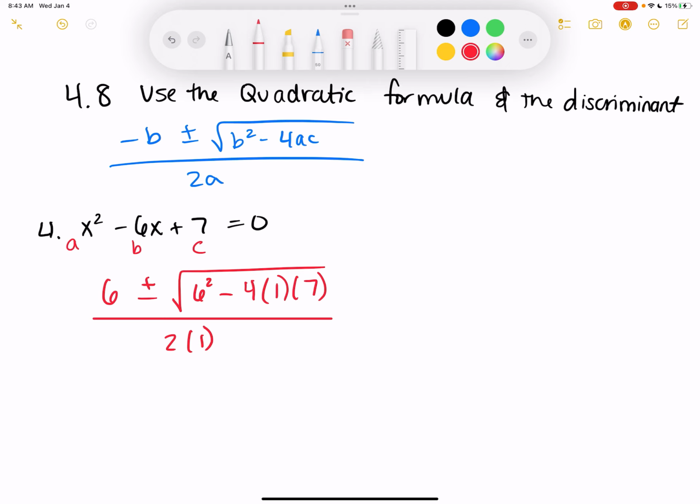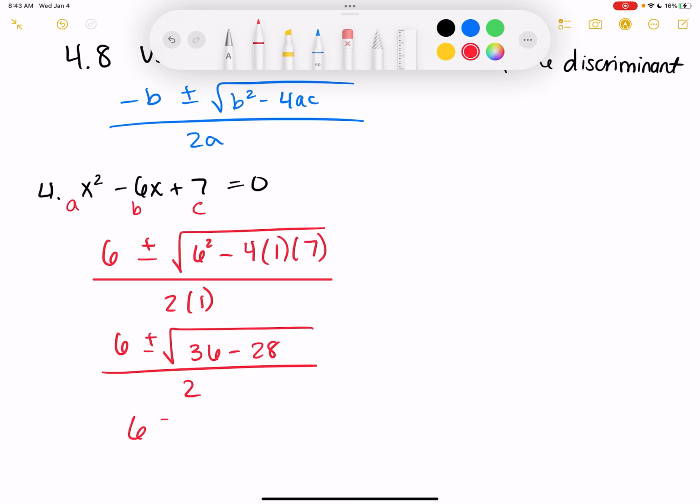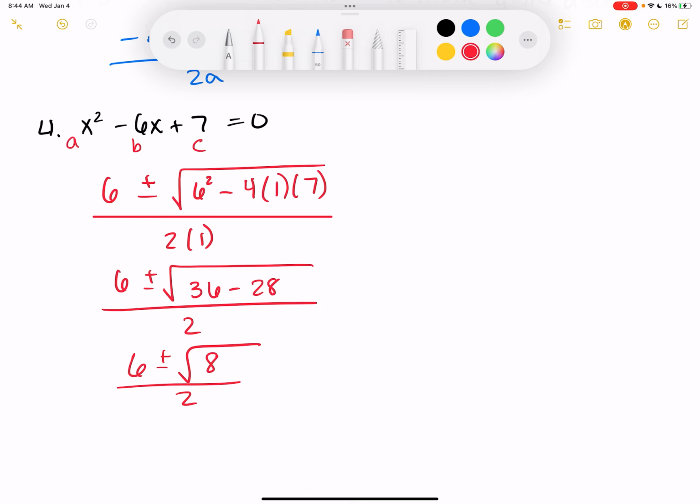So then we have 6 plus or minus the square root of 36 minus 28 over 2. So that's 6 plus or minus the square root of 8 over 2. We want to reduce it down as much as possible. So can I take anything out of my radical? 3 2's. You can take out a 2. Yeah, I can take out a 2, okay. Let's talk about that. So 6 plus or minus 2 root 2 over 2.